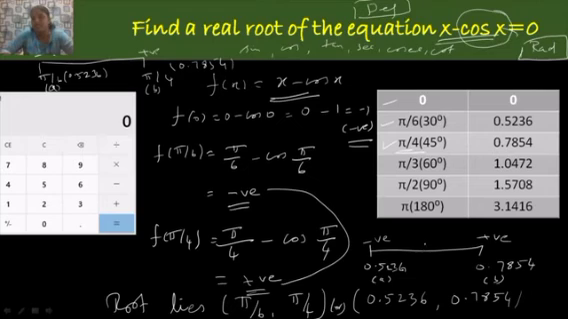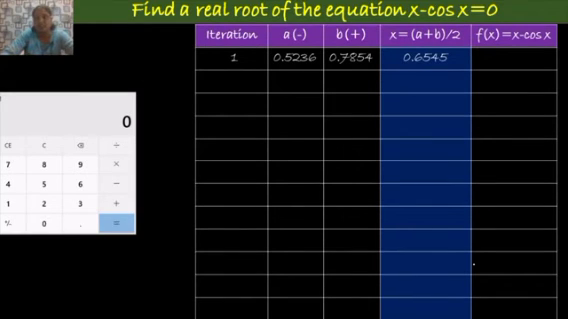Now you have to bisect this interval to get the next approximation. For that you have to add and divide this by 2. Let me list out all this in a table form like this. So in the first iteration, the interval for which the root of the equation lies is 0.5236 to 0.7854. Adding and dividing this by 2 you get 0.6545.